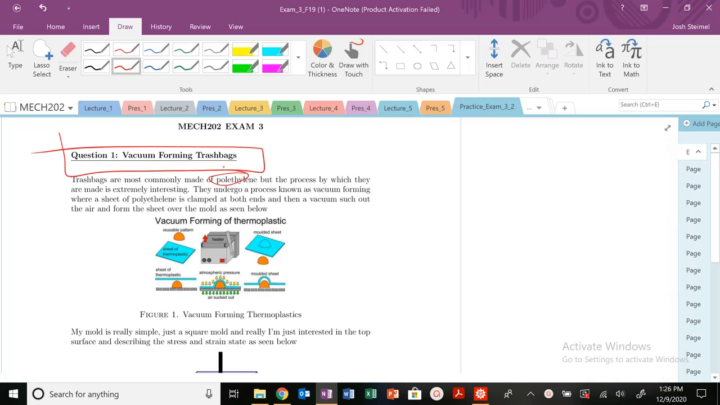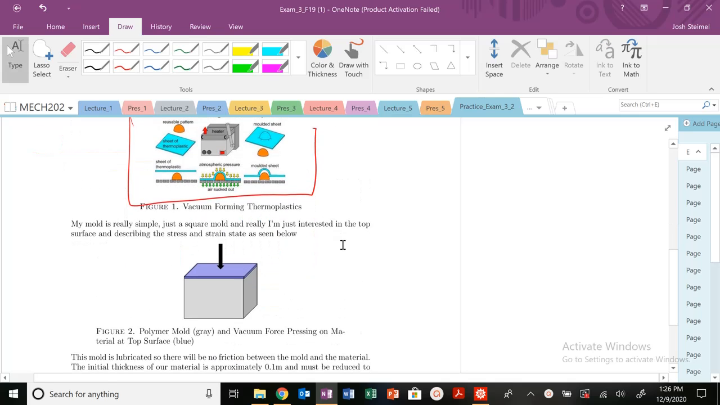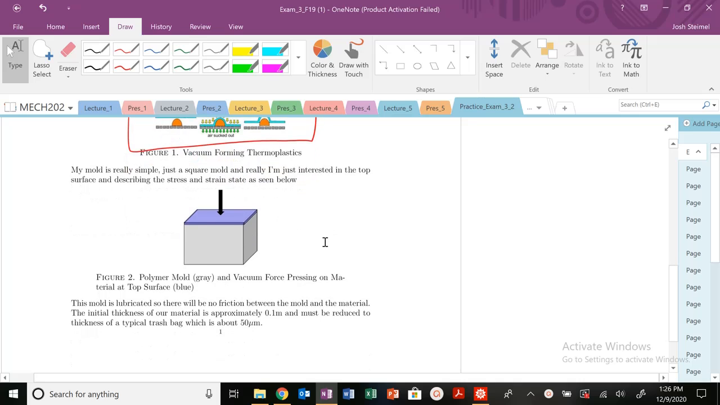You pull it over a mold, a vacuum forms, and you can kind of see the process that's going on here. So you produce that molded sheet, you lift it off the mold, and then you're good to go. In this problem, my mold is going to be really simple. It's just going to be a square mold, and I'm only interested in the top surface. I want to describe the stress and strain state in this material right here.